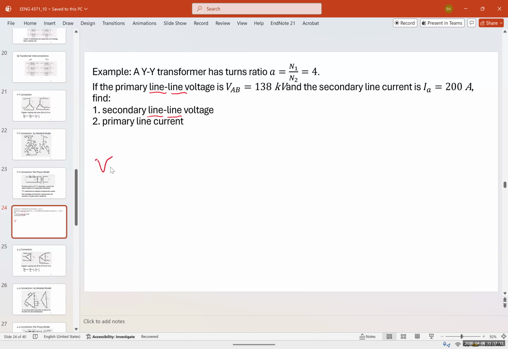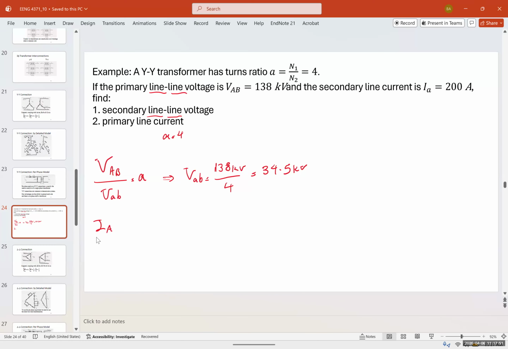From the equation, we already know that VAB of the primary over Vab of the secondary, line to line, is equal to A, and A is equal to 4, by the way. Therefore, the secondary line-to-line VAB is going to be 138 kilovolts divided by 4, which gives us 34.5 kilovolts. If we wanted the line-to-neutral voltage, you would divide it by the square root of 3.